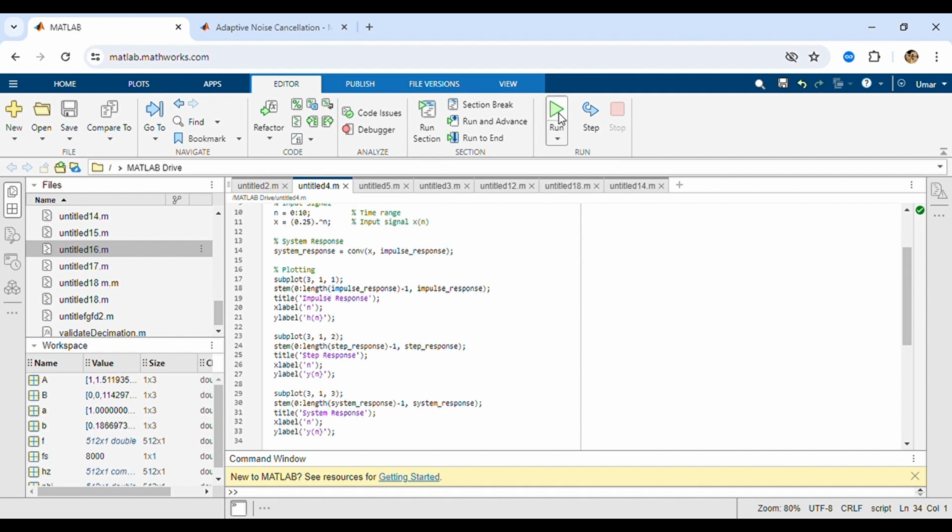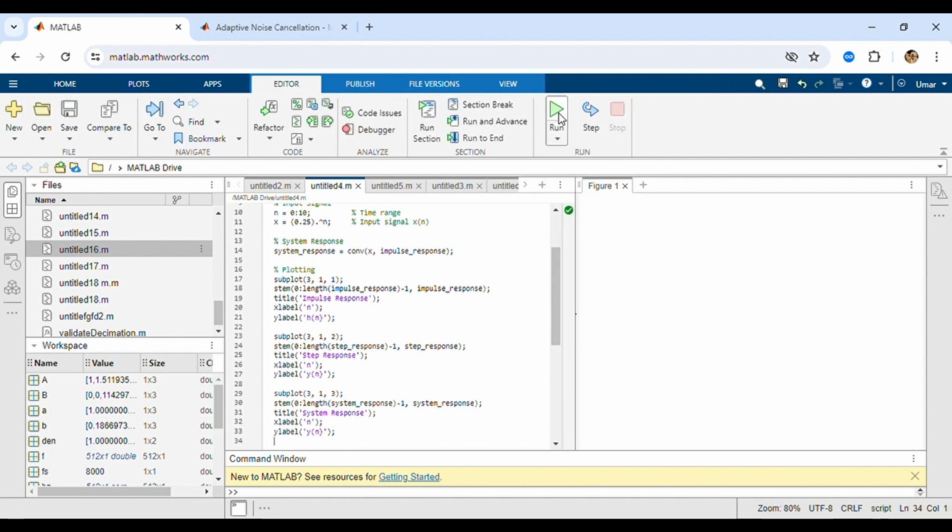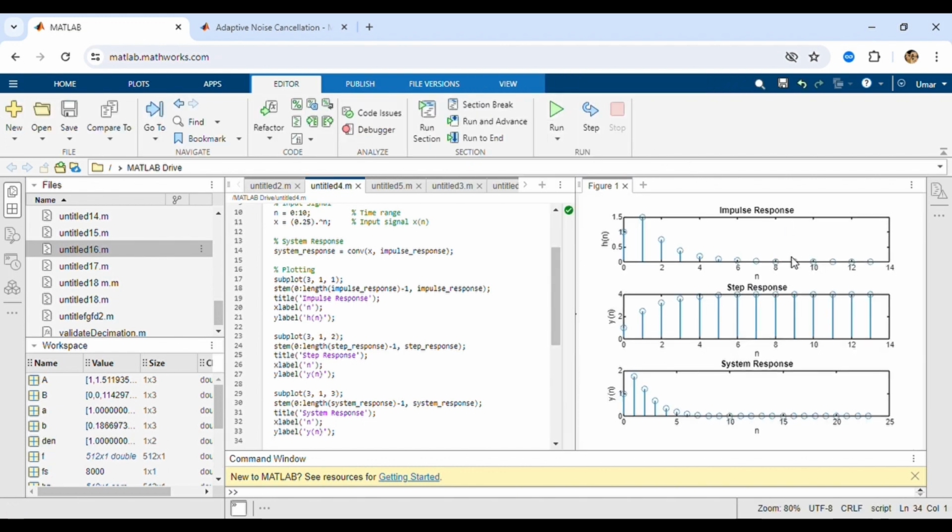So when we run this code, this is the impulse response on the top, then we have the step response, and at the end we have the system response. Now moving to the next task.